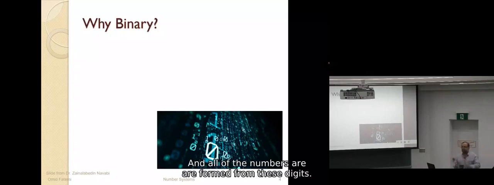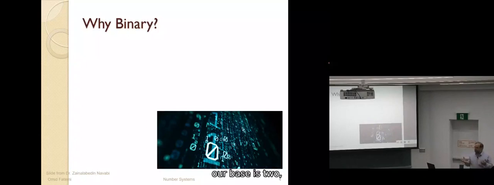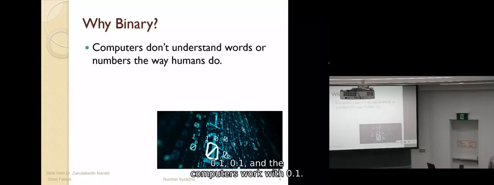And all of the numbers are formed from these digits. So when we are saying that our base is 2, a numbering system which the base is 2, it means that how many digits, how many signs do we have? 2. What and what? 0 and 1. 0 and 1. And the computers work with 0 and 1.